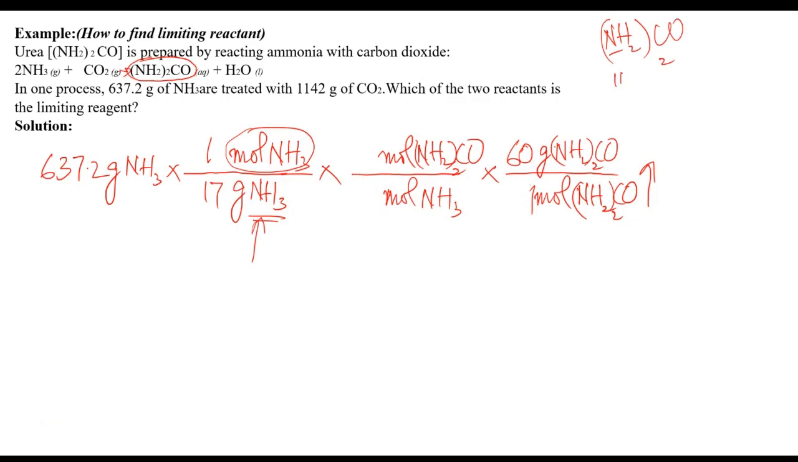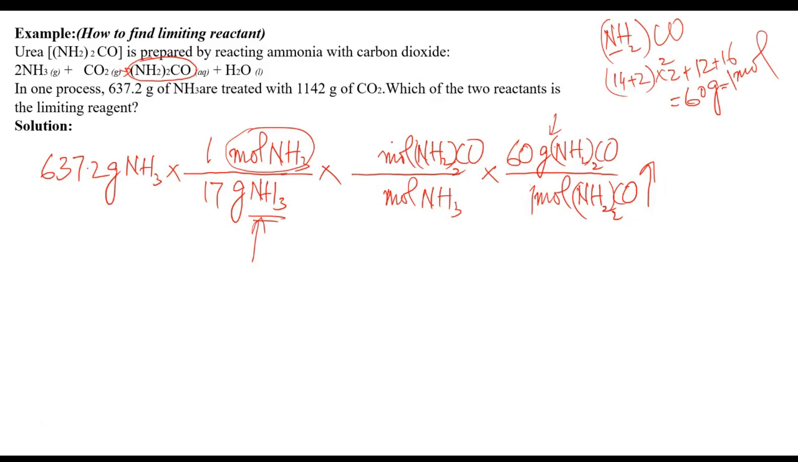So nitrogen 14 plus hydrogen 1 multiplied by 2, it is 2 multiplied by this 2, plus carbon 12 plus oxygen 16. When you use calculator, it is 28 plus 12, plus 16 multiplied by 2, 32. 32 plus 12, 44 plus 16, 60 gram is equal to 1 mole. So 60 gram with molar mass and 1 with mole.